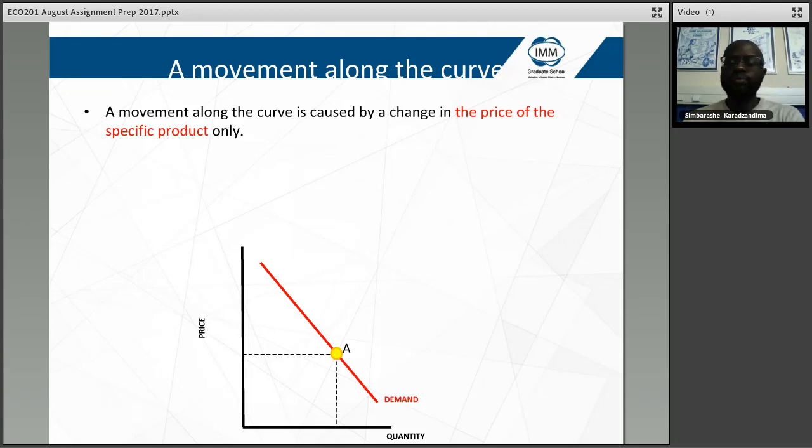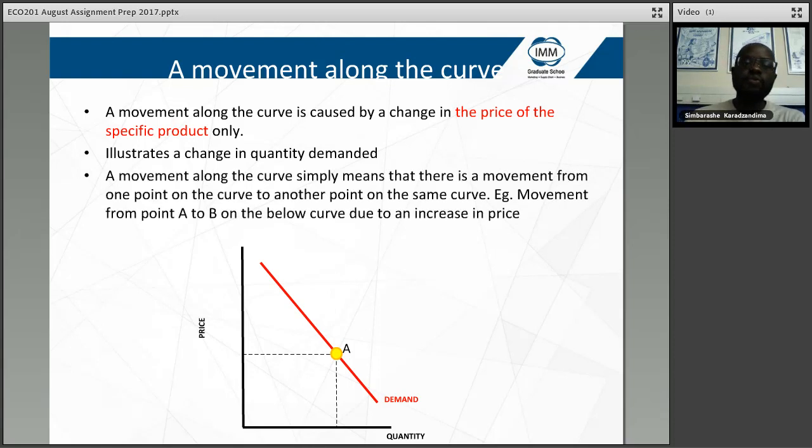Then it is important for us to be able to understand the difference between a movement along the demand curve and a shift of the demand curve. A movement along the demand curve is caused by a change in the price of the specific product. This illustrates a change in quantity demanded. So there's only one determinant that will result in a movement along the demand curve when it changes, which is basically the price of the specific product. All the other determinants will cause a shift in the demand curve, which means that we move to a new demand curve. Rightward shift, increase in demand. Leftward shift, decrease in demand.